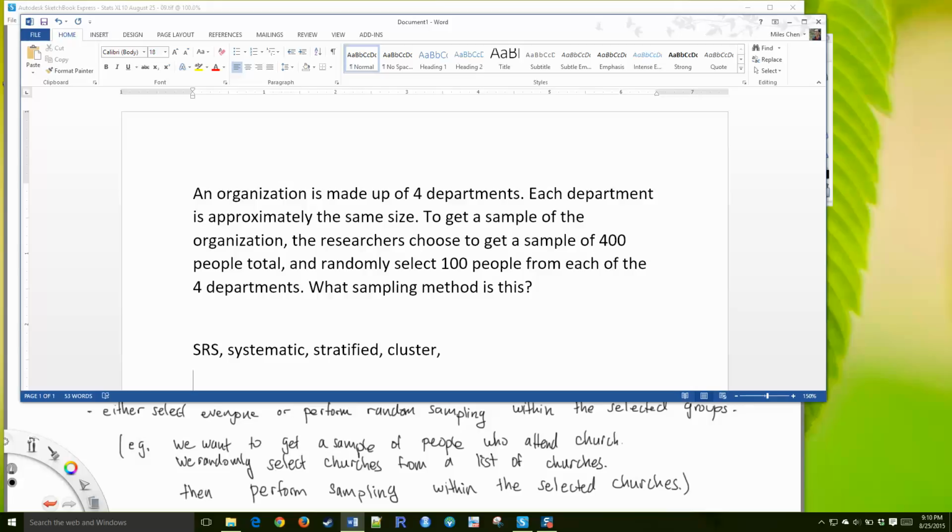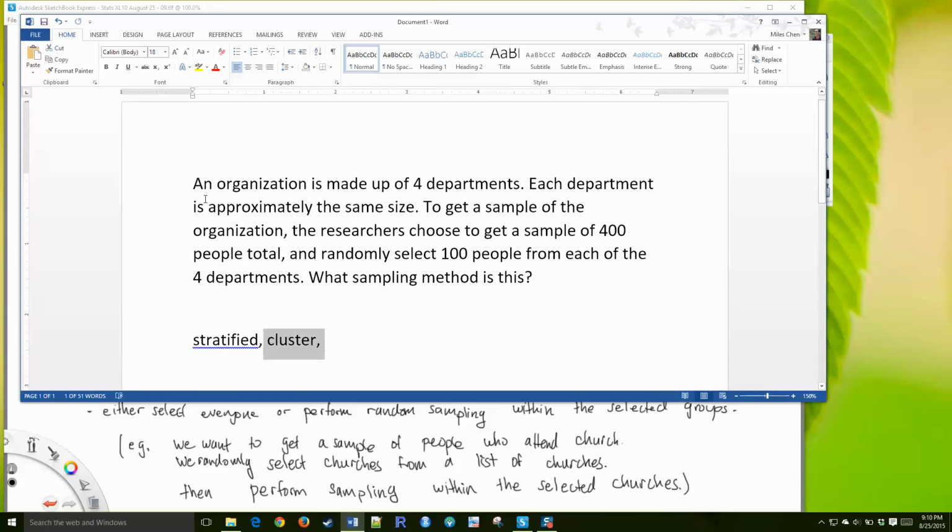Okay, what is our answer? Cluster. The answer is stratified sampling. So from here we know each department is approximately the same size, so each department consists of about 25% of the organization total. And when we choose our sample, we're making sure each department is equally represented in our sample. Is that okay? All right, let's try another one.